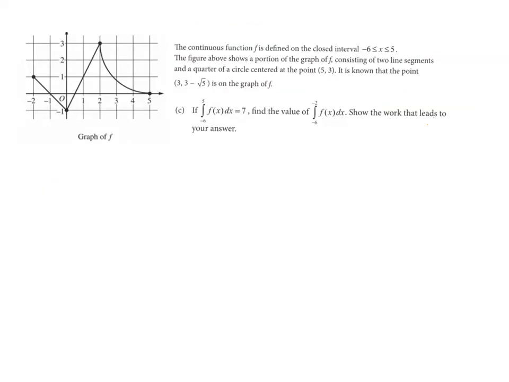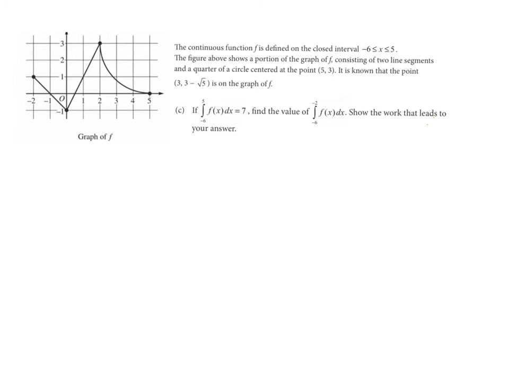So for part C, I have a function, I have a graph of that function, and I know that the full integral from -6 to 5 is 7. I have a graph that only goes from -2 to 5. I need to figure out the value of that missing portion that's not on the graph between -6 and -2.